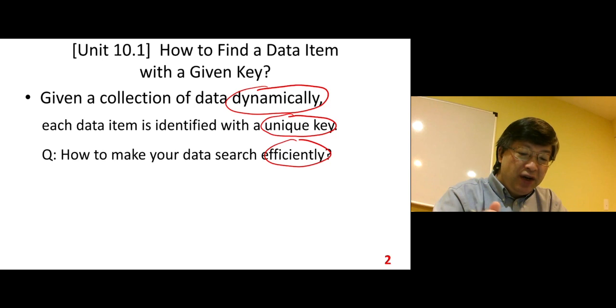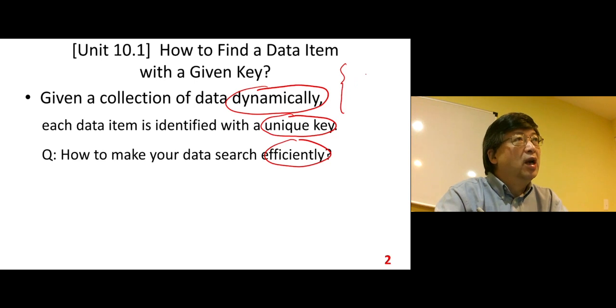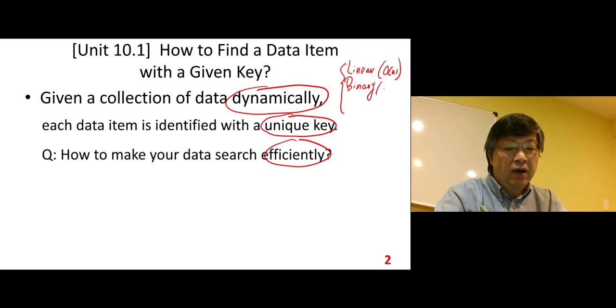So here, let me go through our current search algorithms. Linear, what is the efficiency? Big O of n, right? Binary, what is the efficiency? Big O of log n. Index search, big O of 1.